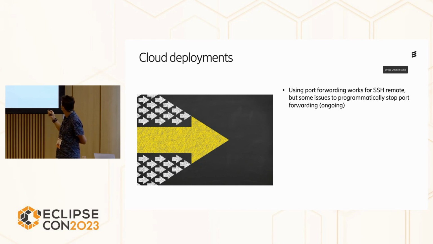First off, in cloud deployments, port forwarding works with SSH remote or remote SSH in Theia, but there are issues to programmatically stop and start port forwarding in VS Code that we had to solve by making a second plugin. So, you know, if you want to do some extra control, you might need to make several plugins to make one Theia plugin. Don't be scared of that.